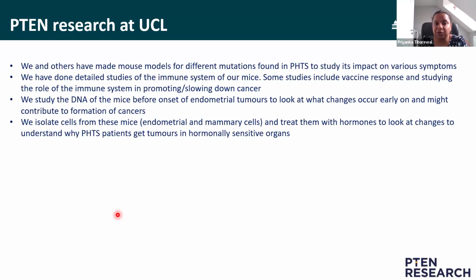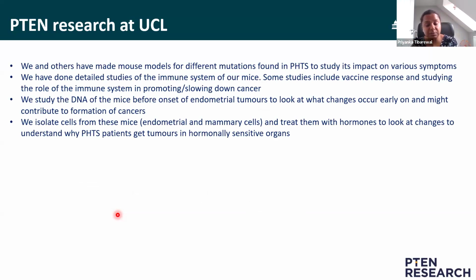So for the first part, to understand what are the events that lead to cancer, we take the DNA from the mice before the onset of tumors. We've looked at endometrial tumors, and we take DNA at different stages of their life, and then we see what might be causing the tumor.